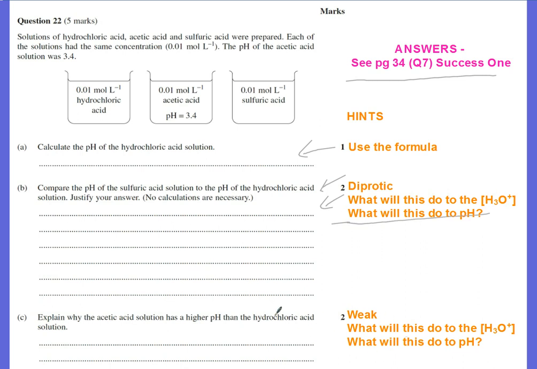Third one, explain why acetic acid has a higher pH. First of all, don't forget acetic acid's weak. Because it's weak, what does that mean for the hydronium ion concentration compared to hydrochloric acid? And therefore, what will that do to the pH compared to hydrochloric acid? Let's have a look at the next question.